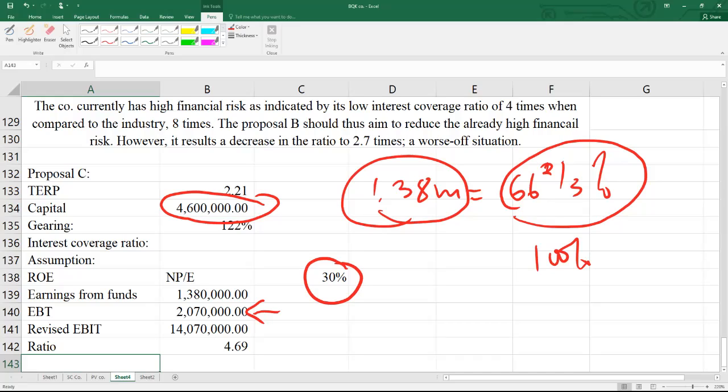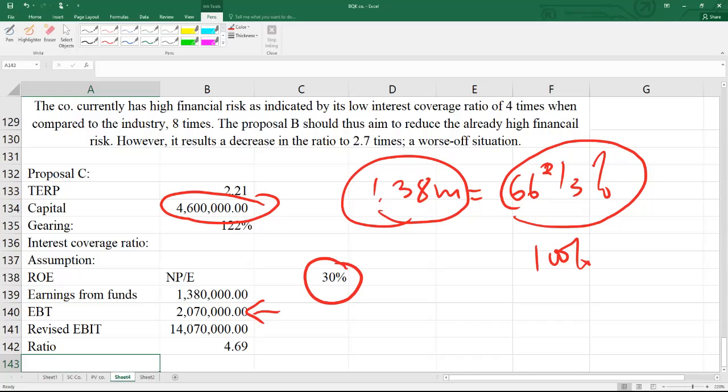Then how much do you earn from the funds you have just raised, the 4.6 million? You have been given 4.6 million. You go and invest, and every year you earn 30%. How much do you earn? 1.38, isn't it? Plus the old earnings you had, 12 million. Therefore, the combined earnings you have, 1.38 plus 12 million, give us 13.38 million, isn't it?